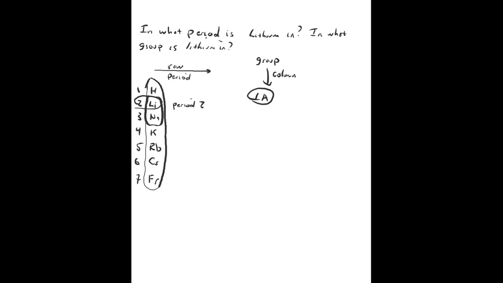So that's sort of the introductory problem of the periodic table. Now let's take a look at using the periodic table to identify similar elements.